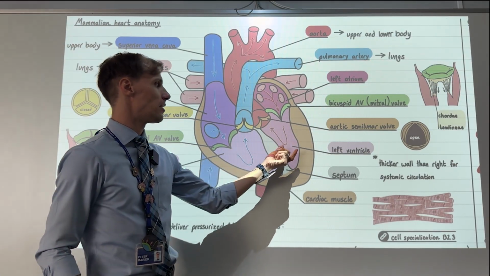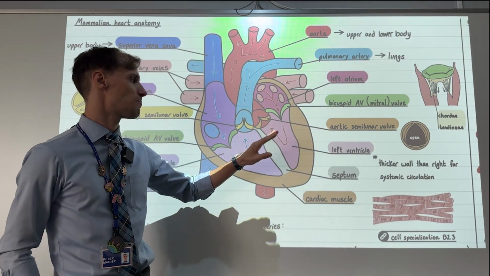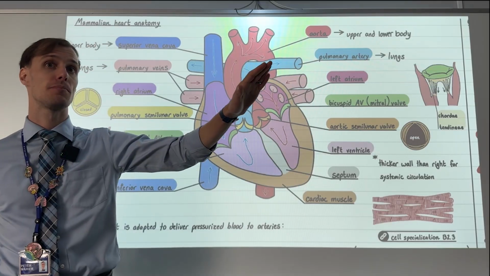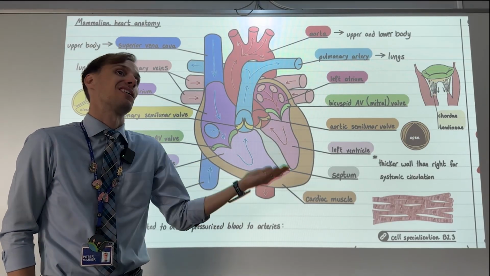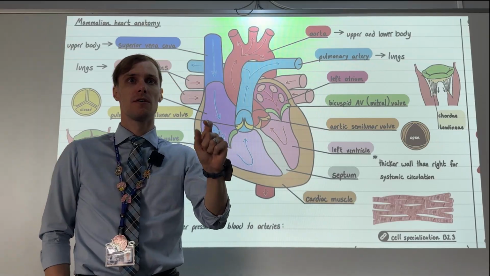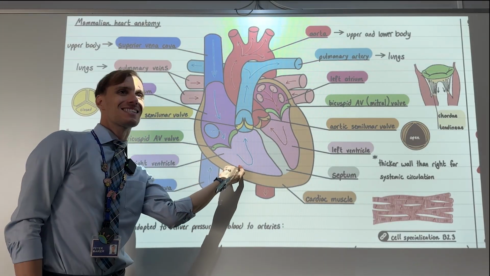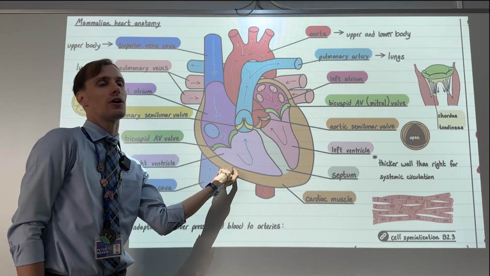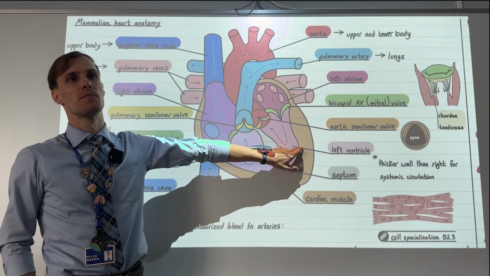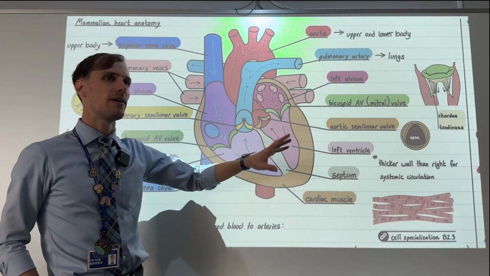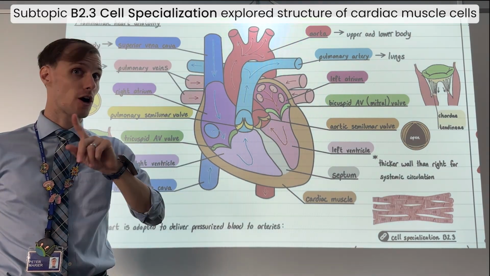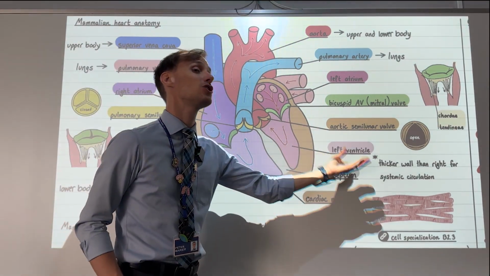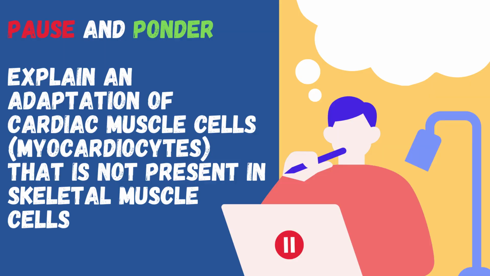So the left ventricle has to pump blood to the entire body. The right ventricle has to pump blood to the lungs. That's a much shorter path. So there's less actual cardiac muscle here than there was here. Now, as we've mentioned back when I think we did cell specialization, we looked at cardiac muscle before. What are some adaptations of cardiac muscle?